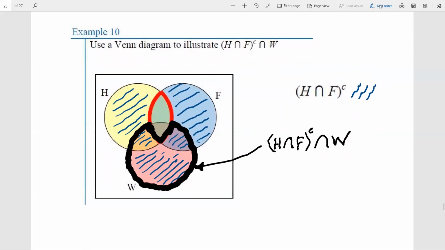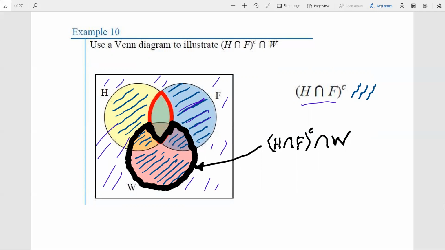I showed H intersected with F complement, and that would be all the squiggly lines you see here, everything outside of the red football here. And in fact, that would even include stuff in the universal set here.